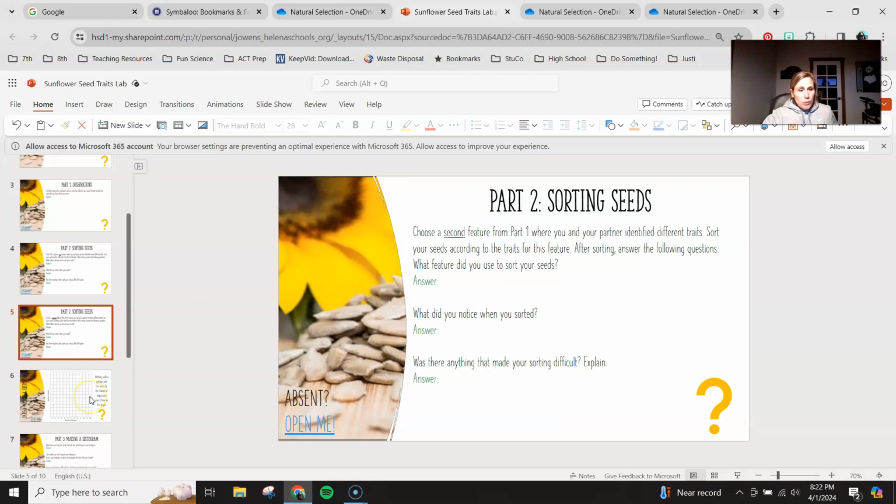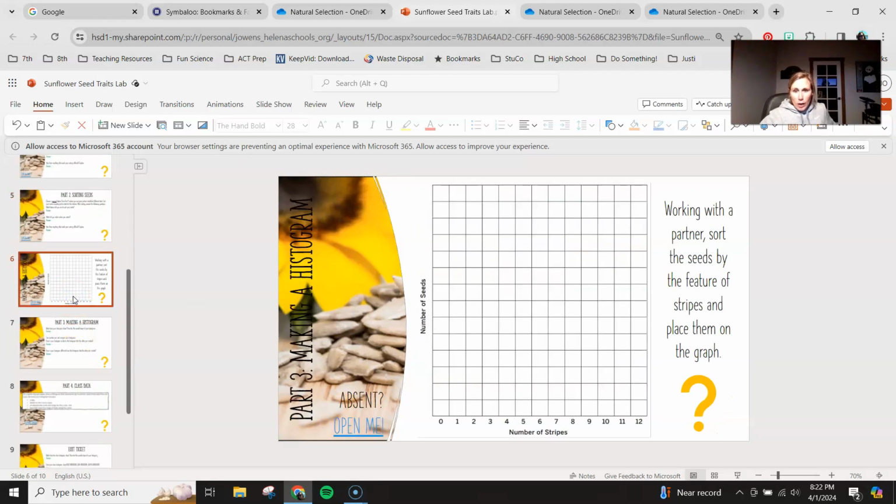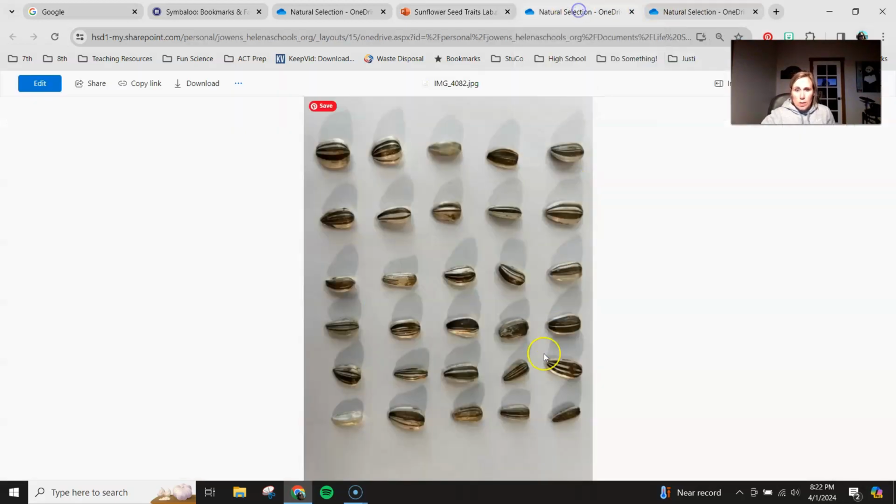Okay. Part 3, you guys are going to make a histogram. For this one, you're going to look specifically at the trait of number of stripes. Again, just do the best you can on this. What you can do is say, all right, 0, we're going to count any seeds that are solid. So for instance, this one right here is solid, and this one right here doesn't really look like it has a stripe either, so I think that one might be solid black.